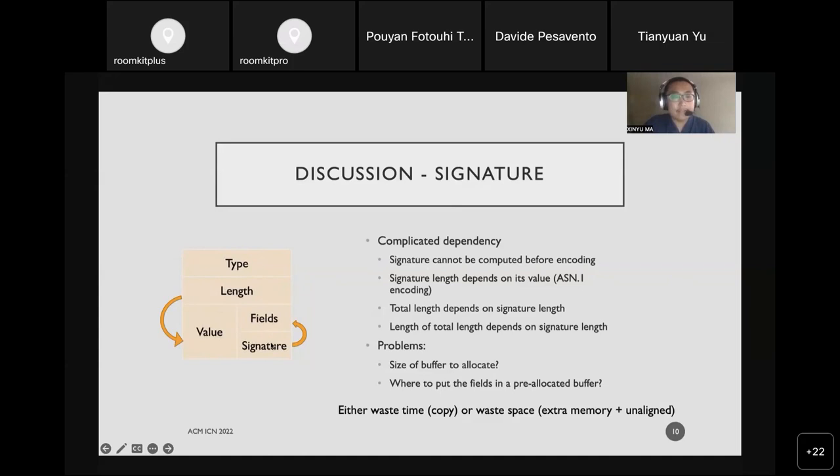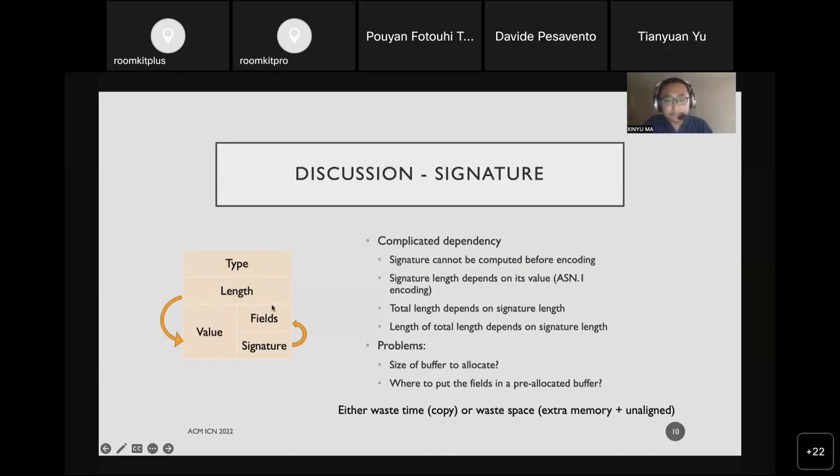And because this TLV length uses a variable encoding, the length of this length field itself depends on the encoded fields to compute. It depends on the signature and eventually depends on the encoded fields. So now the problem is, if you want to pre-allocate the buffer for this data object to encode, what is the size of the buffer to allocate? And if the length of this part is variable, then how do we know where we should put the encoded fields? Because when we encode those fields, the total length cannot be computed, and you don't know the length of it.